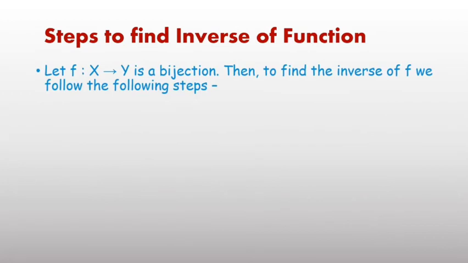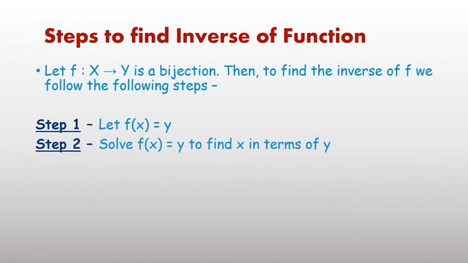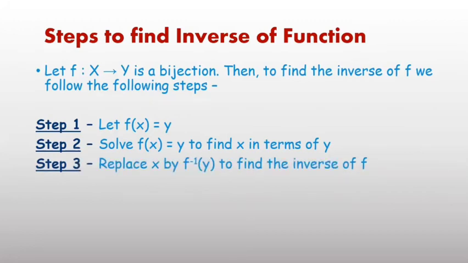Steps to find the inverse of a function. If any function is given, the first step is to write or let f(x) equal y. Put the value of f(x) from the question and find x in terms of y. Replace x by g(y), or you can say f inverse of y, and you will get the inverse of f, if the function is one-one and onto.